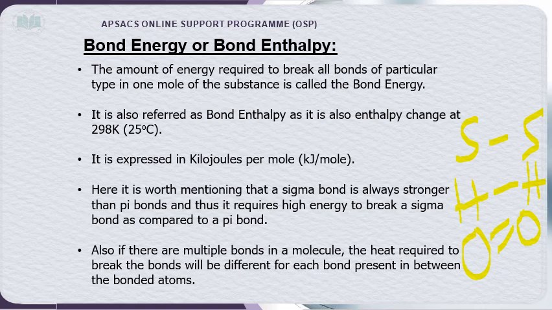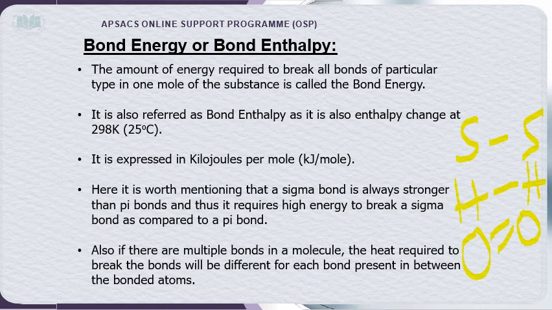So these are called multiple bonds, meaning sigma plus pi. Both types of bonds are present in a molecule, as I told you here. Now, also, if there are multiple bonds in a molecule, the heat required to break the bonds will be different for each bond present between the bonded atoms.